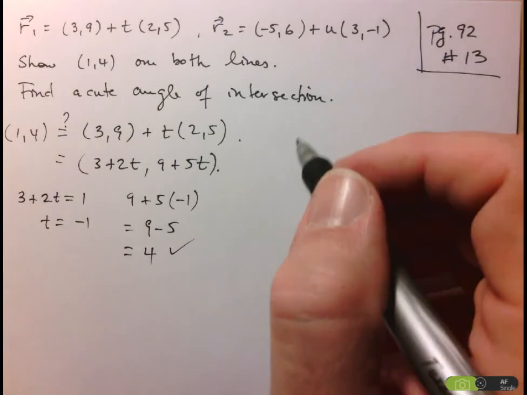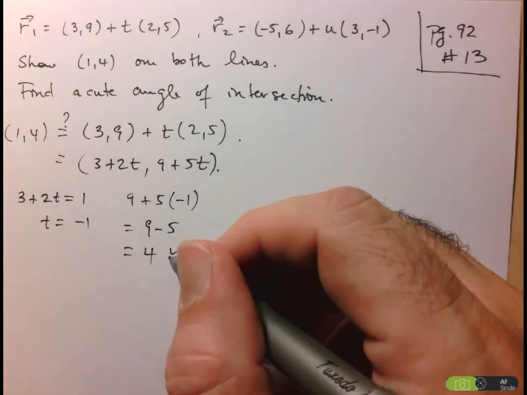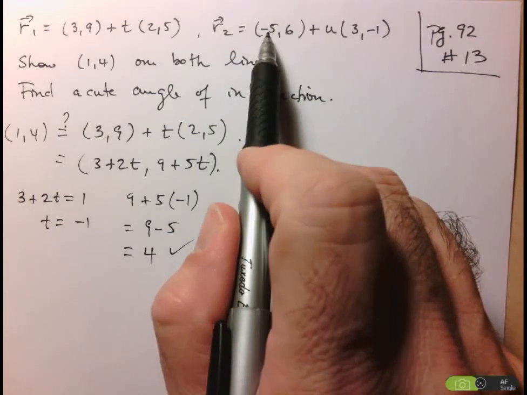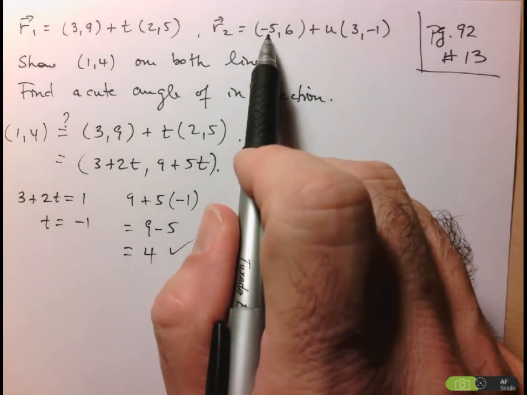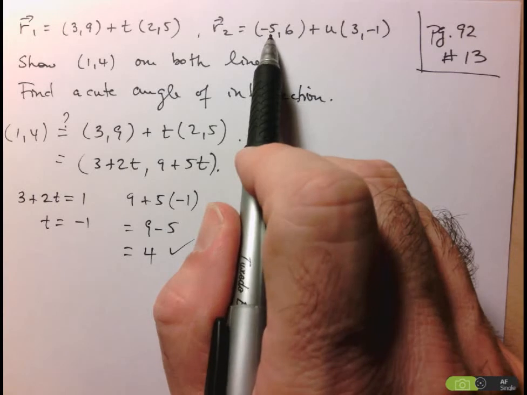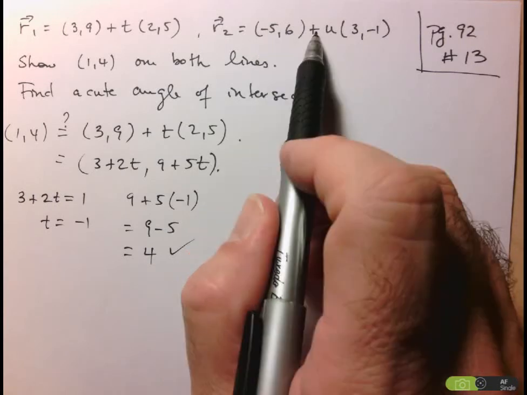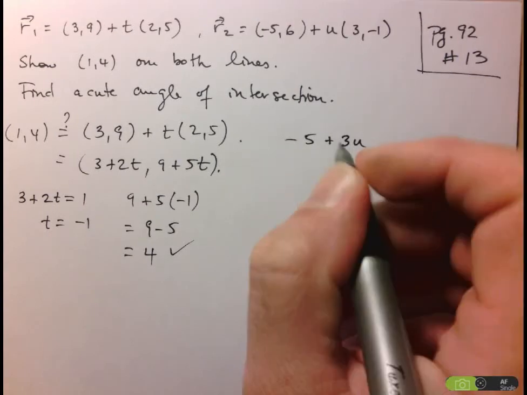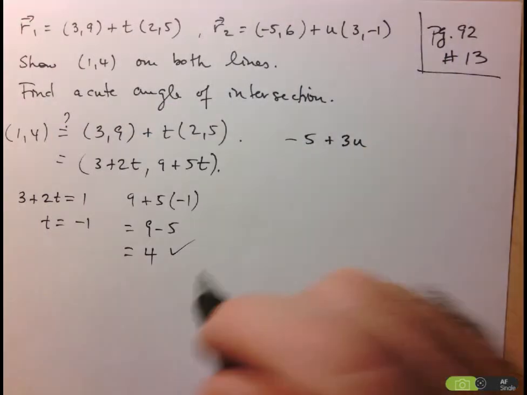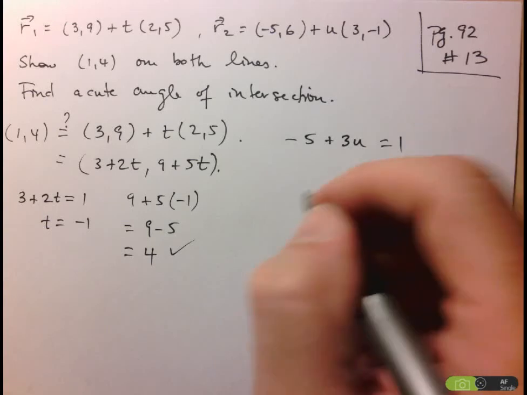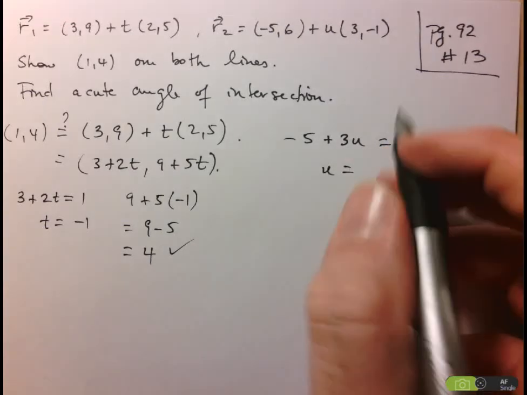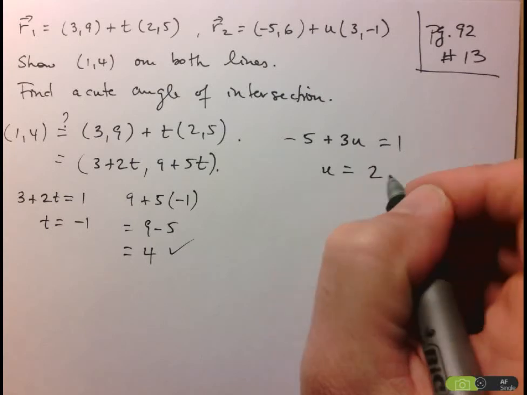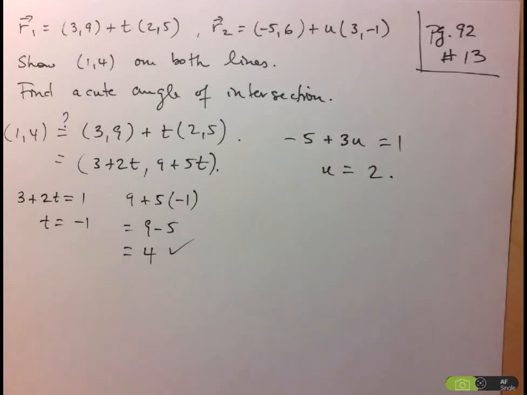Let's now do the same thing in the second line. I'll try to do a little less writing here. If we look at the x component from the definition of the second line, it's equal to negative 5 plus 3u. So negative 5 plus 3u needs to be equal to my x component of the point, which is 1. So let's solve that here. u is equal to, well, 1 plus 5 is 6, divided by 3 is 2. So the u value has to be equal to 2.